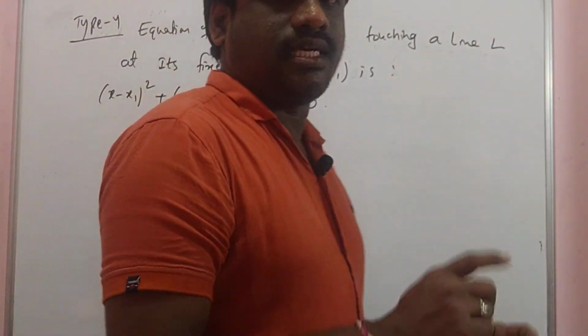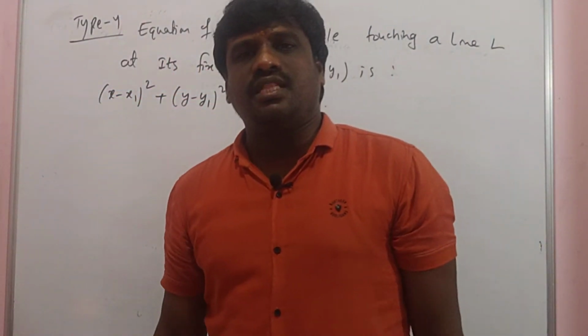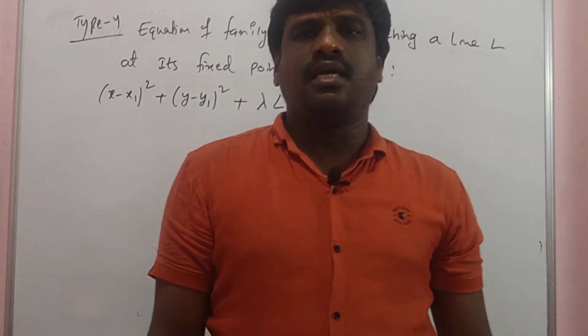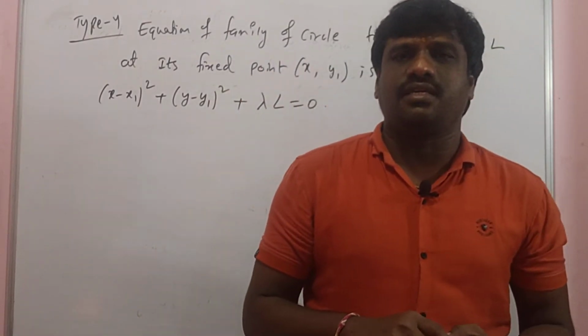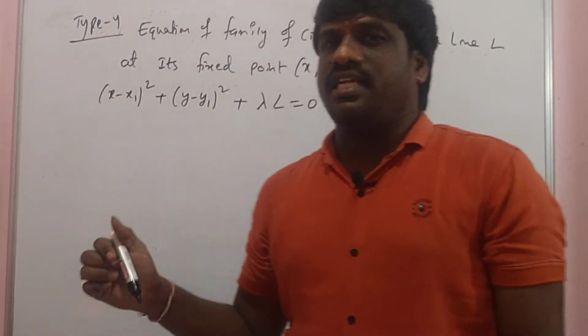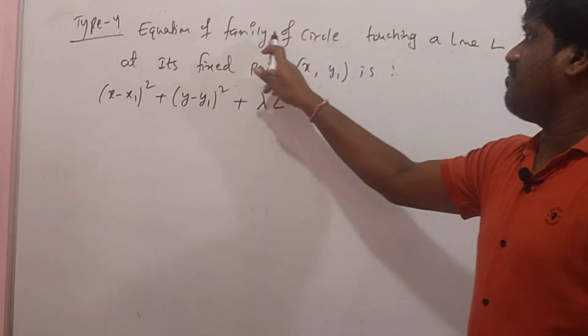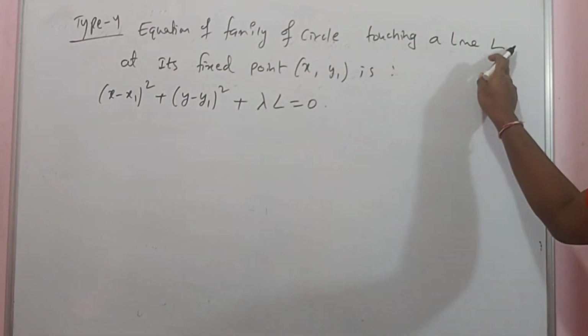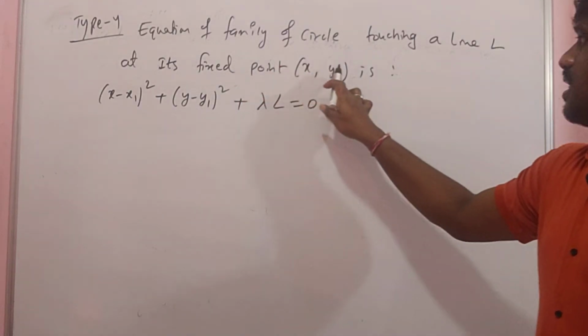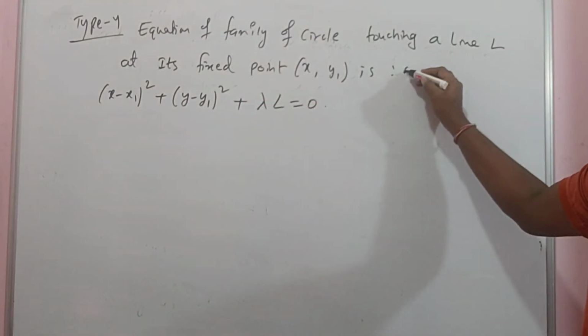Students, now we are discussing type number 4 in the family of circles. This indicates the equation of a family of circles touching a line L at a fixed point (x1, y1), which is given by what?